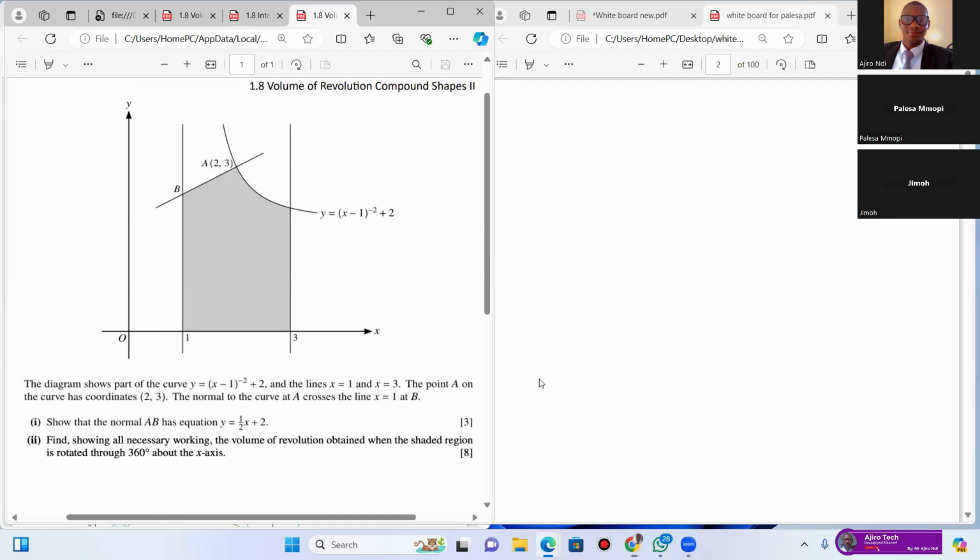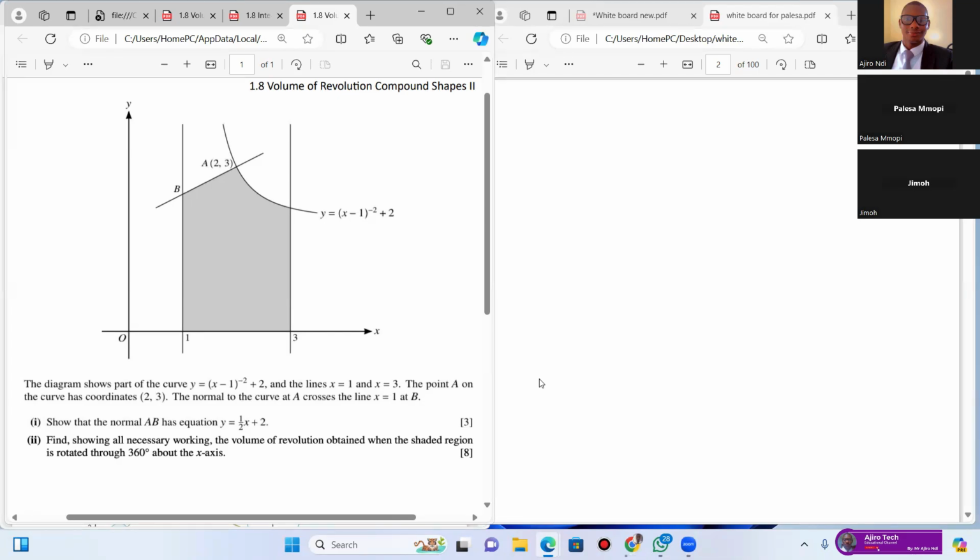Now, first of all, we're going to look for that point A. Point A is (2, 3), right? So let's look for the gradient of the curve at that point. First of all, we look for the gradient of the curve.